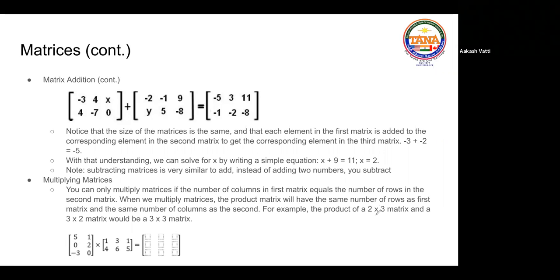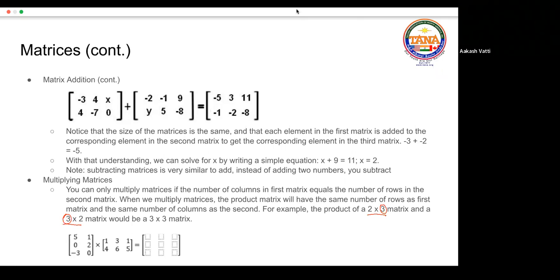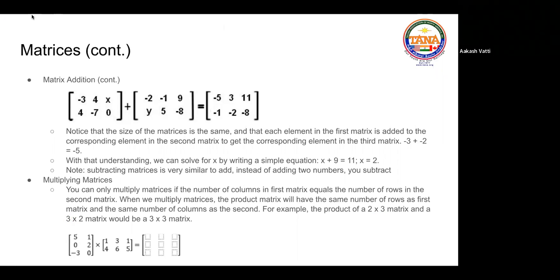So if you were just given this and this, you could take the fact that this and this would be the dimensions of your matrix. That's the simplest way of looking at it.